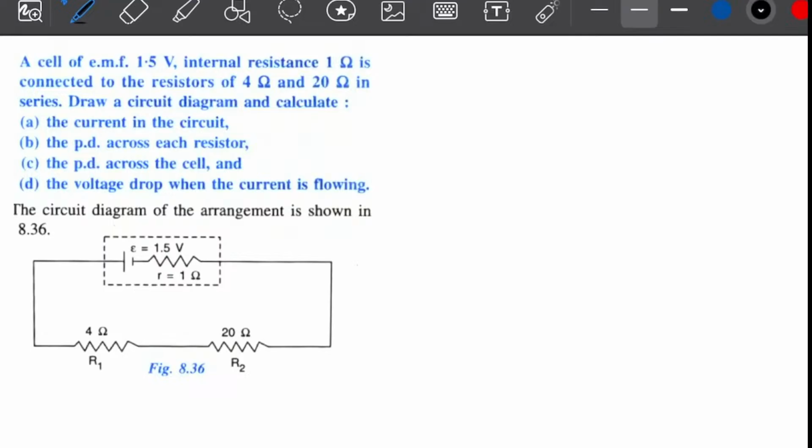There are two resistances, that is 4 ohm and 20 ohm, which are connected in series. So first of all we need to find the current in the entire circuit, potential difference across each resistor, potential difference across the cell, and voltage drop when the current is flowing.